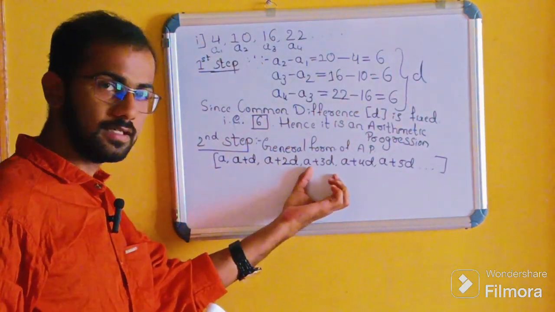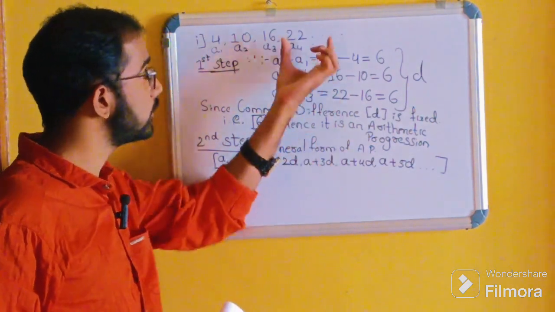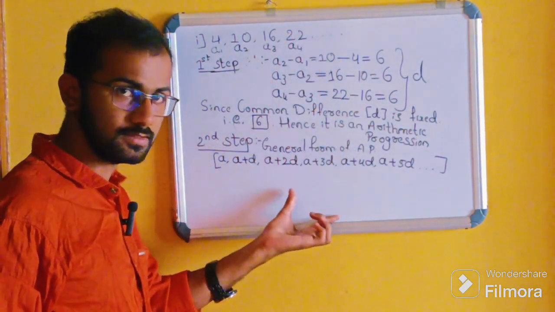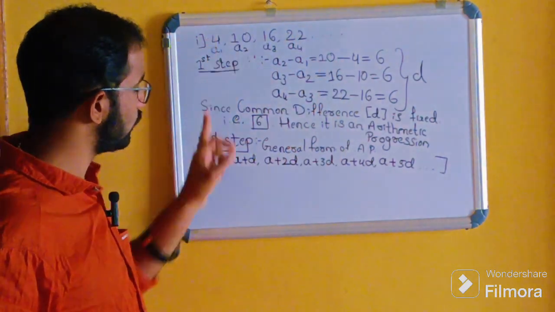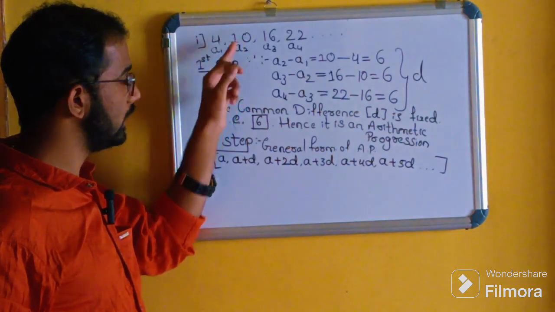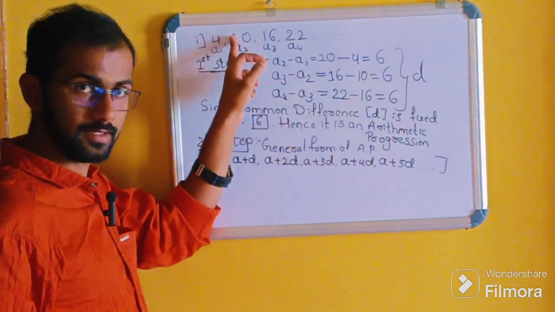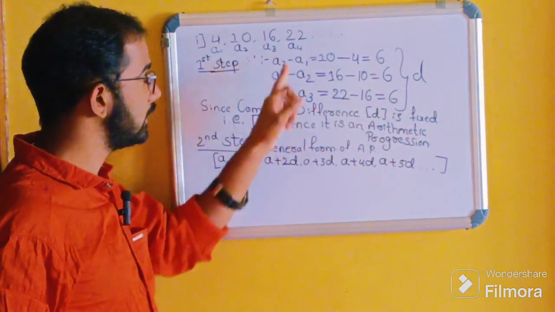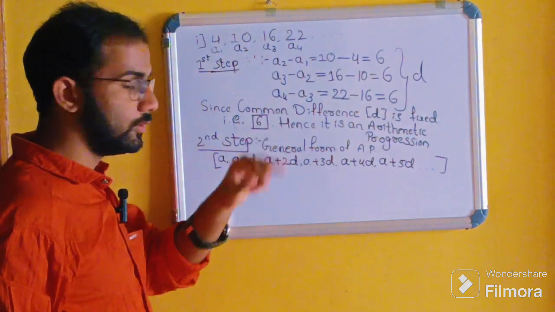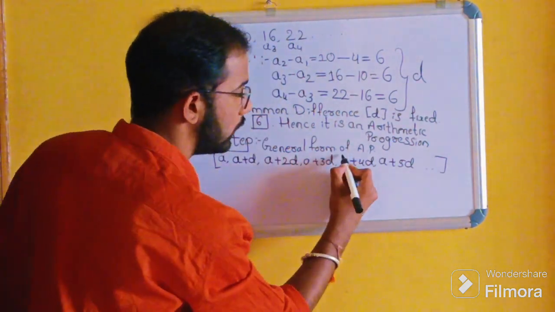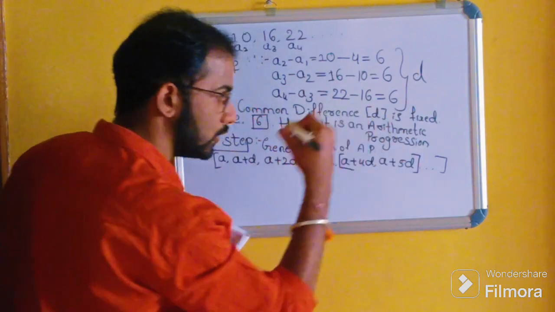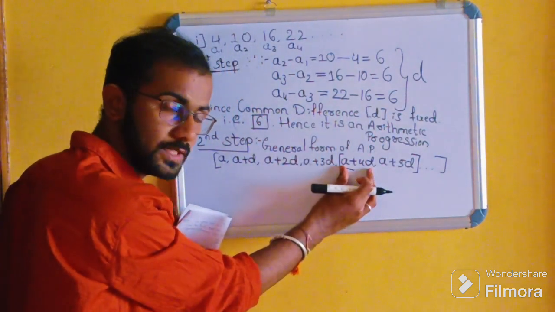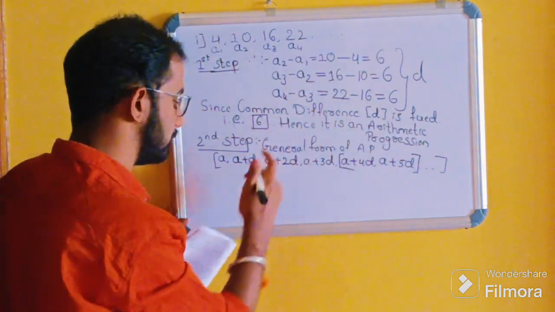If you compare these two sequences, here the first term is 4, the second term a plus d is 10, a plus 2d is 16, and a plus 3d is 22. In the question they have asked us to write the next two terms. That's why we need to find a plus 4d. What is the value of a plus 4d and a plus 5d?